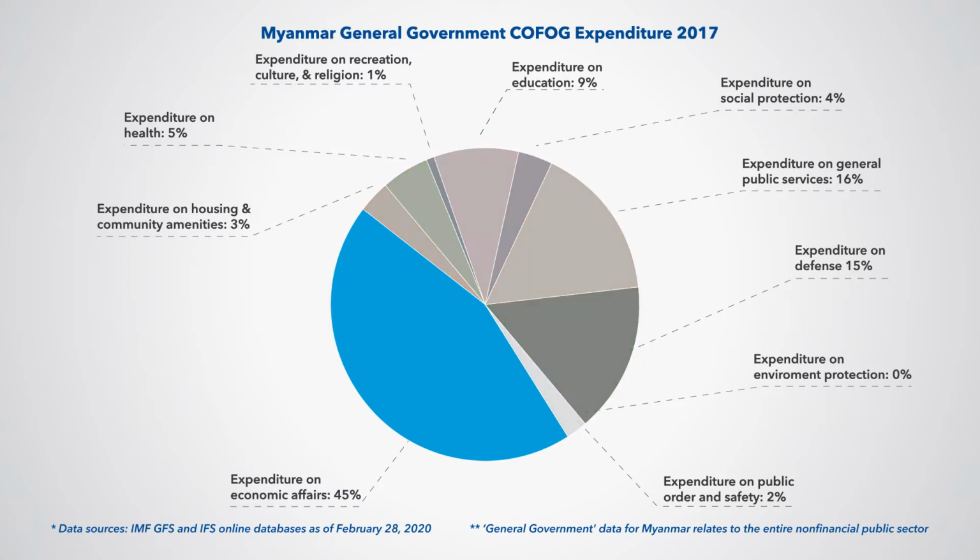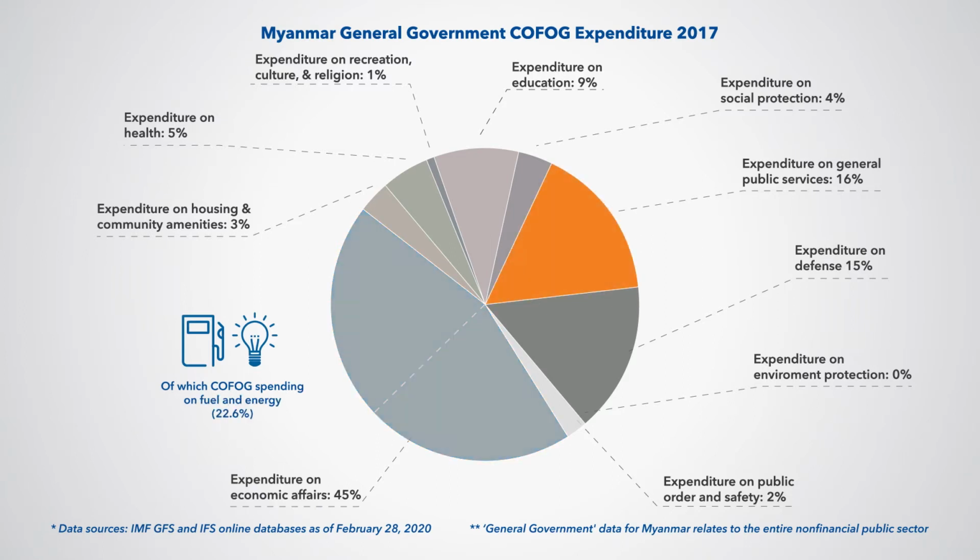Close to 45% of total expenditure was on economic activities, economic affairs, of which about half was spent on fuel and energy. General public services and defence each represented over 15% of total expenditure, with a significant part of the former being spent on public debt transactions.